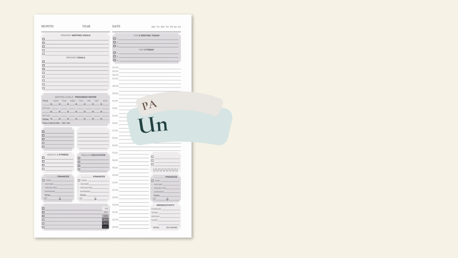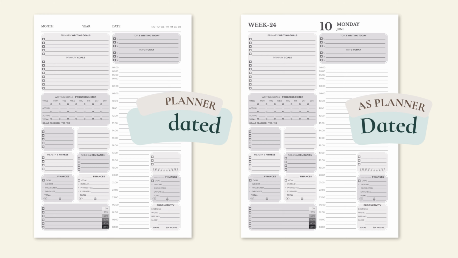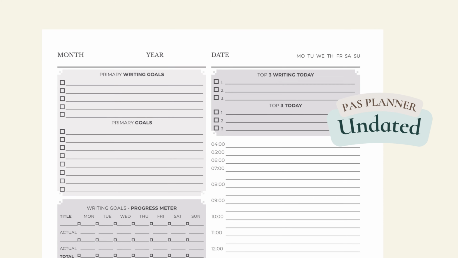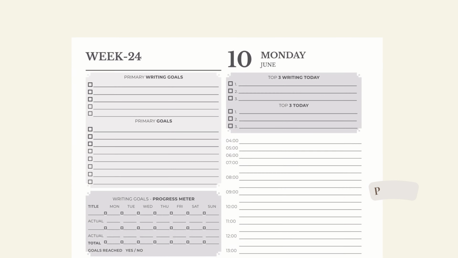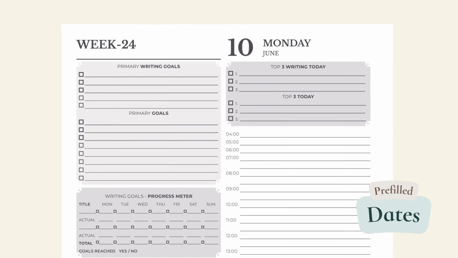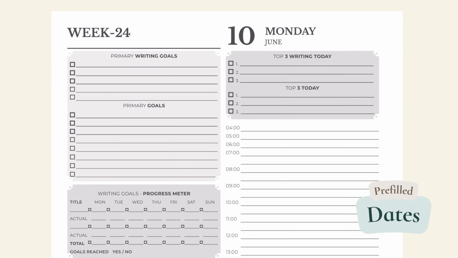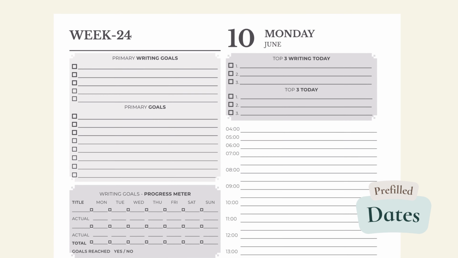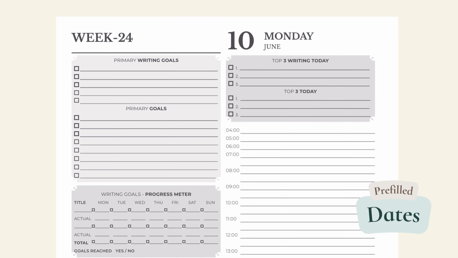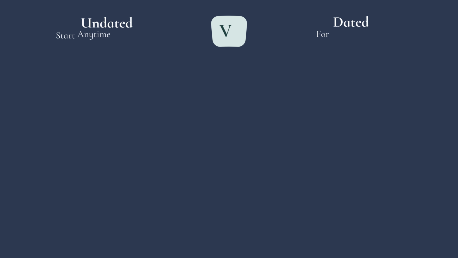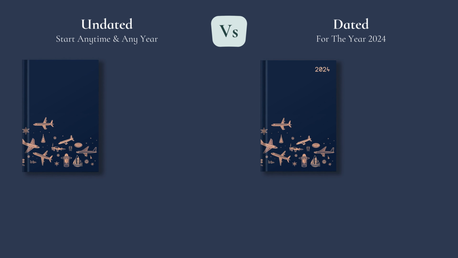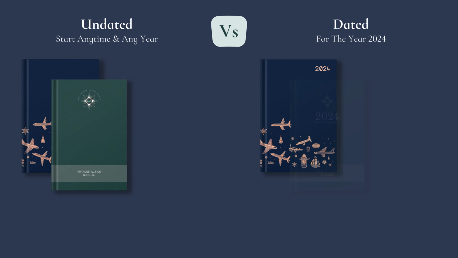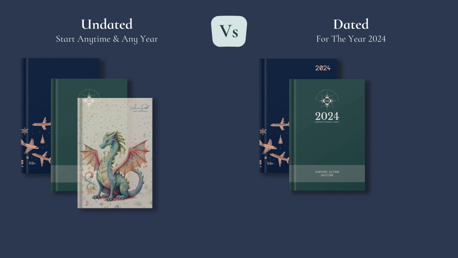Now, undated means you can start any time of the year. The pages don't have specific dates attached to them. That is in comparison to the Dated Author Planner, also by us, where you have the dates pre-filled for you for the year of 2024, for example. So if you have a dated planner, you are most welcome to still follow along, as the pages are very similar or the same, but they are just undated. All right, so let's get started on the first pages.